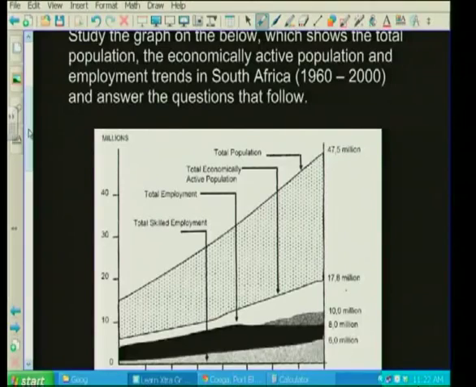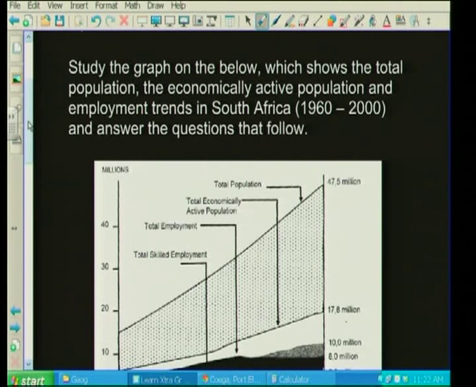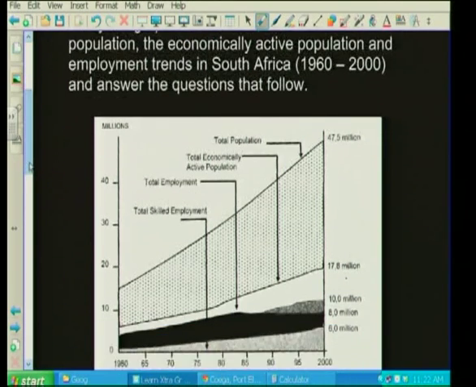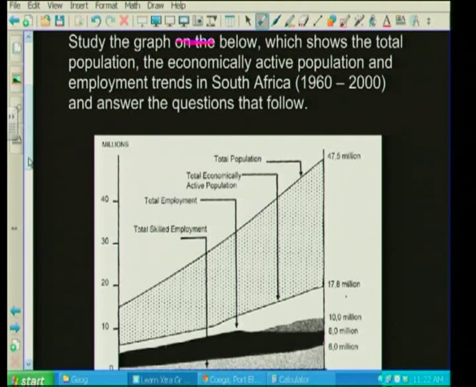Right, question 3 is a little bit more complex now. Question 1 and 2 were a little bit easier and just setting up your basic knowledge, testing some of the key concepts and ideas that you've studied. Now question 3, we're going to get into more application and heavier thinking. You'll see the preamble says, study the graph below, which shows the total population, the economically active population, and the employment trends in South Africa. So this graph is showing us 3 things. First of all, it's showing us how many people there are in South Africa over a year period.